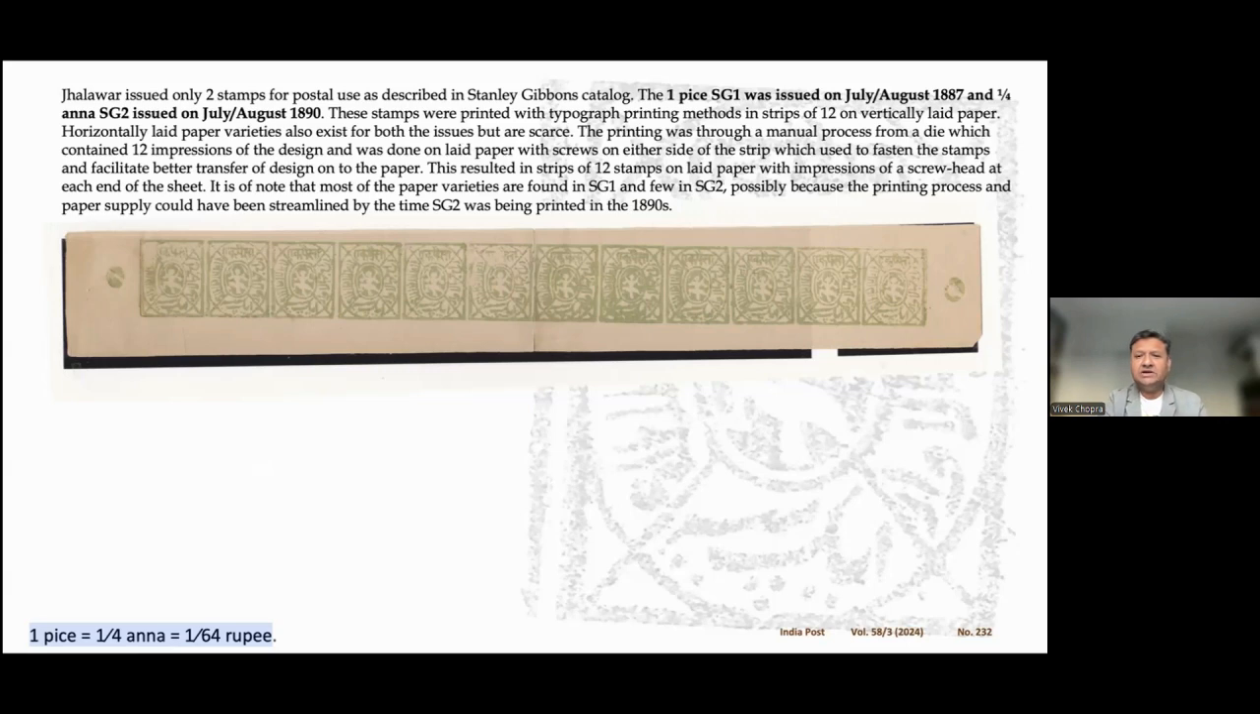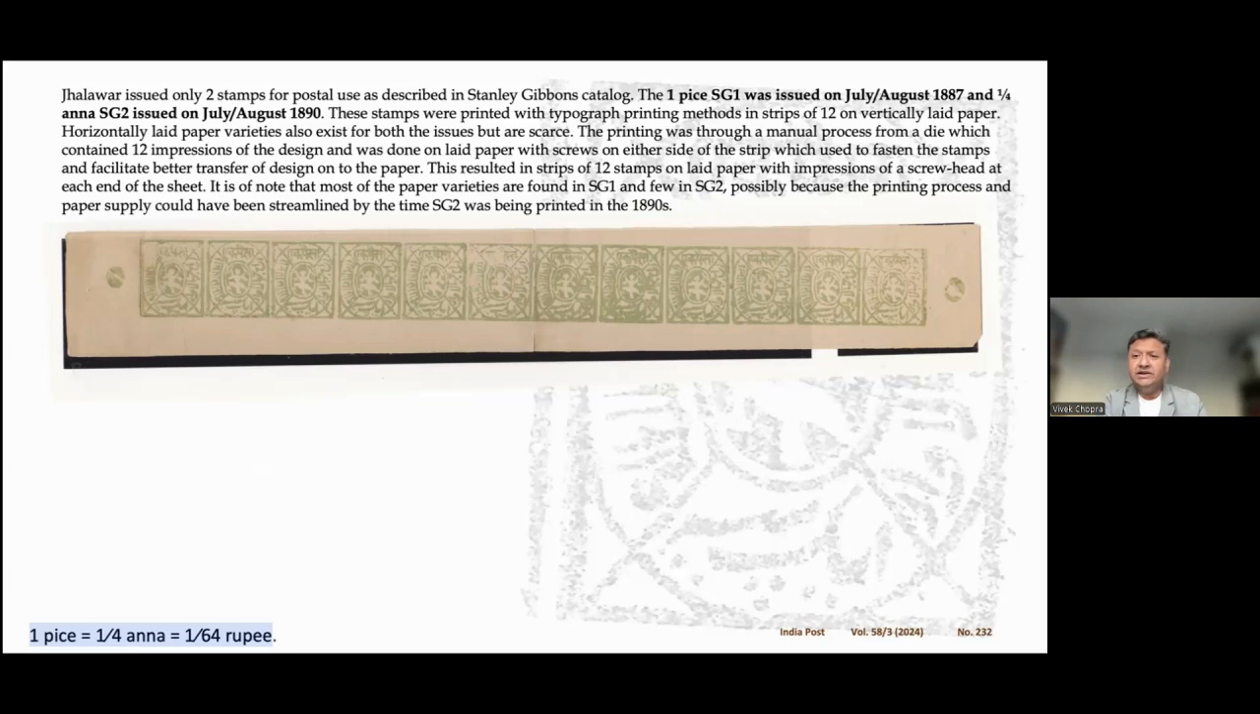So this is how the stamps were printed. This is actually the first issue, which had a value of 1 pice. And you can see in the bottom left, 1 pice was equal to quarter anna, which was 1/64th of a rupee at that time. And these stamps were printed with a typograph printing method in strips of 12, and the standard thing was to have a vertically laid paper, but there are scarce examples where you find horizontal laid paper on which these stamps are printed.